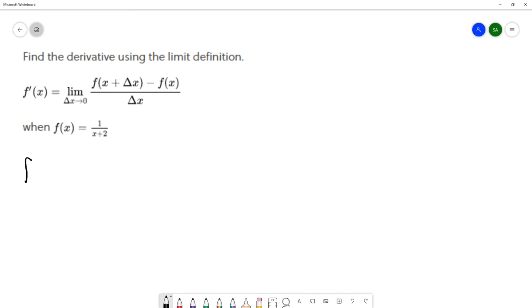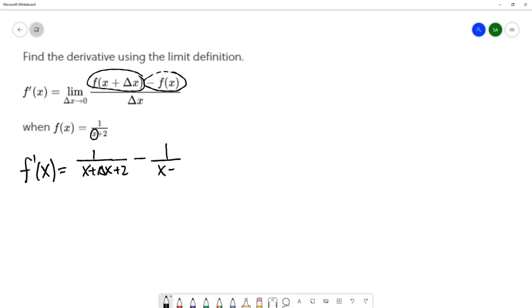So using this limit definition, I first want to find f of x plus delta x, and that means that I'm going to replace the x in my function with x plus delta x. That's 1 over x plus delta x plus 2. Then I want to subtract the original function, so I'm going to subtract 1 over x plus 2, and divide all of that by delta x. And if you'll excuse me, I left off the limit. So the derivative is the limit as delta x approaches 0 of all of that.